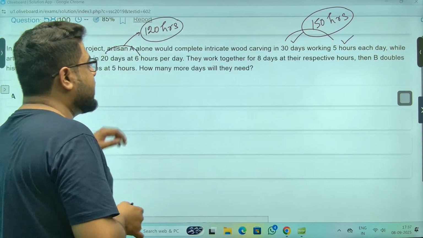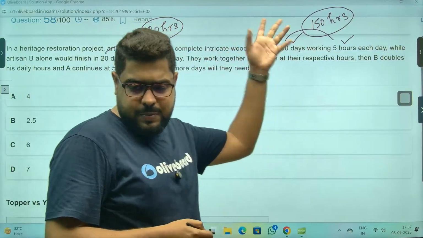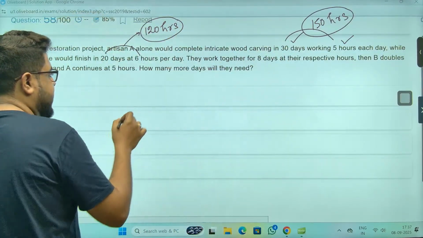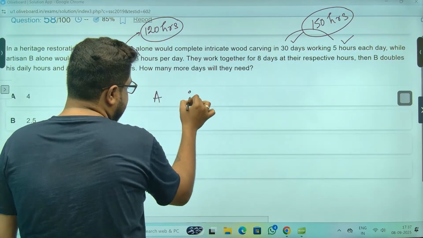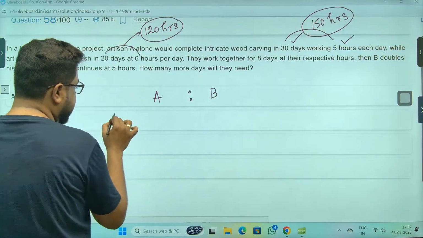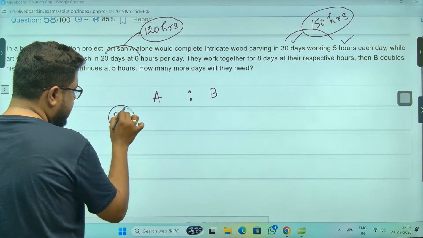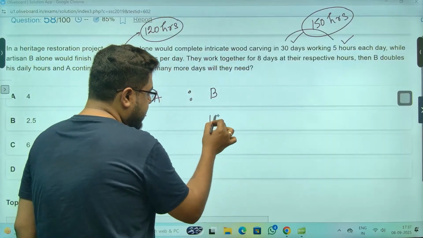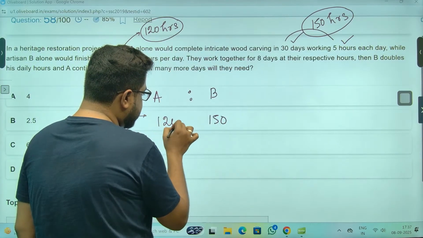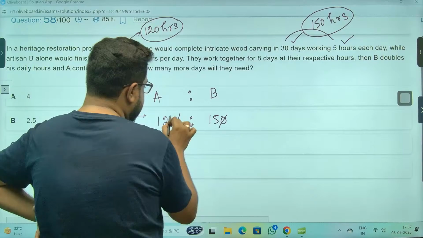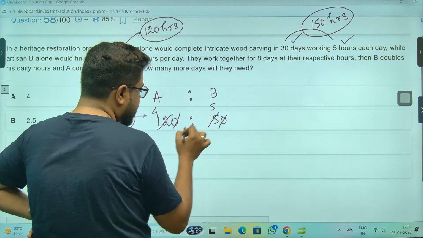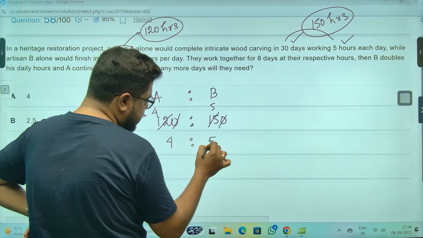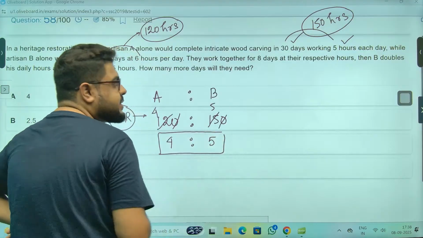Okay. They work together and, the story later. First things first, efficiency is needed. Sir, A ratio B, I need the efficiency ratio, sir. So A is doing 150, put that below B, and B is doing 120, so put that here. Sir, 3 4s, 3 5s. So this is 4 ratio 5. This is your efficiency ratio.